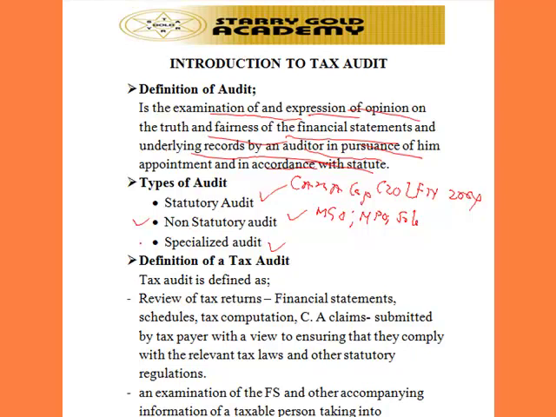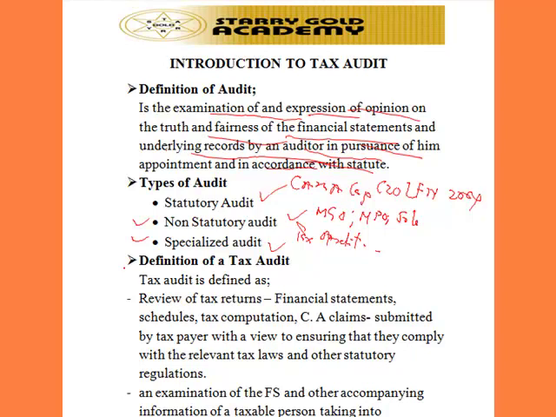Then three, we have what is known as specialized audit. Specialized audits are a kind of audit that occur in special circumstances. They are not the normal routine audits of companies or business organizations, but they occur as a result of special circumstances. An example of a specialized audit is the tax audit, and that's where we are going. The essence of going through this is just for us to know the interrelation between tax audit and other types of audit. Now, what is a tax audit?